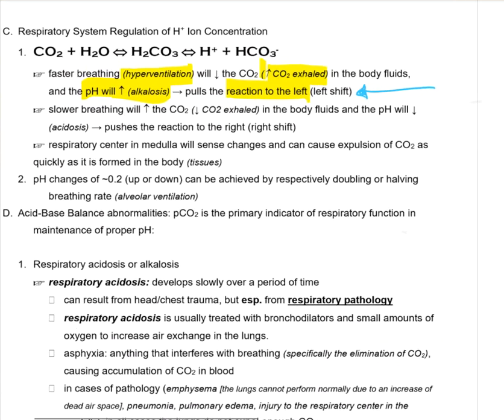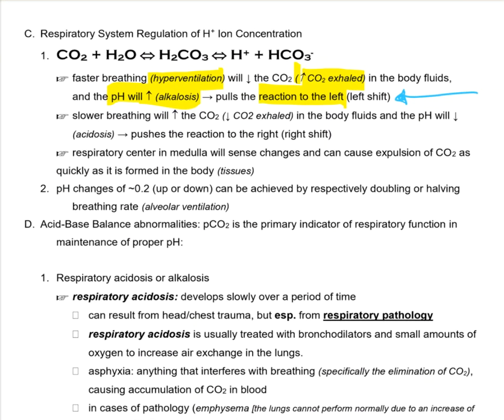Now, what if we're breathing slowly? Slowly, we'll hold on to carbon dioxide in the tissues, so less carbon dioxide gets exhaled and more stays in the body fluids. So the pH will go down because more of this will stay in the body fluids. We'll combine it with water, it will turn into this, and then we'll get extra hydrogen protons and bicarbonate.